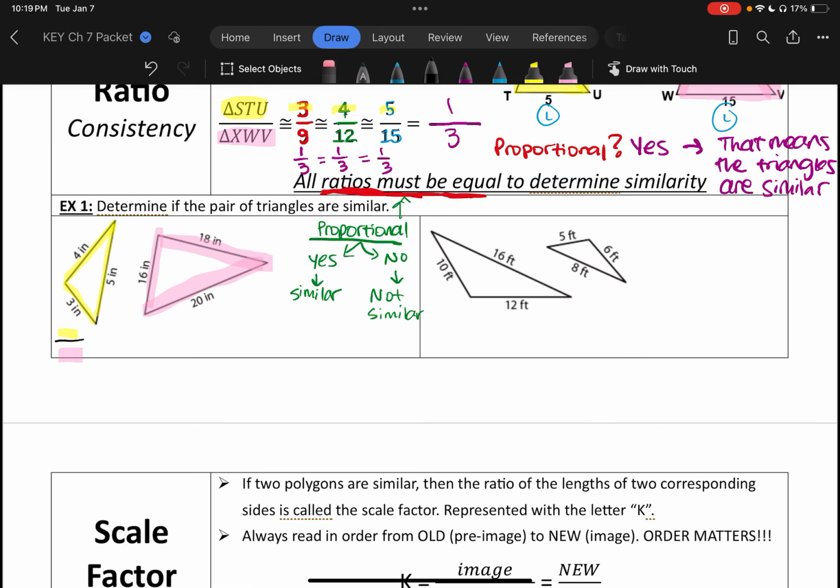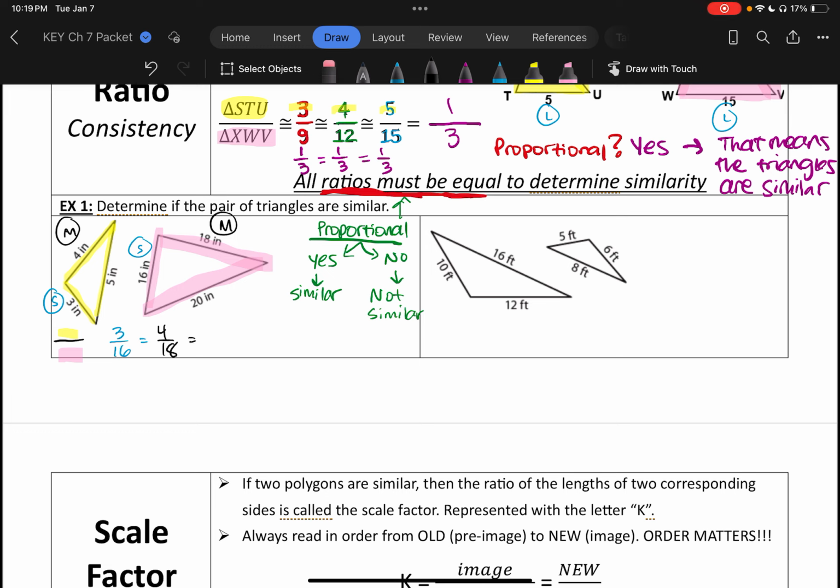Let's write this here. That's going to be how I'm setting up my ratios. If I start here, let's begin with my smallest side, right? My smallest side in the yellow triangle is 3. That corresponds to the smallest side in the pink triangle, which would be 16. So I can write this ratio as 3 over 16. We're checking to see, is that equal to the other ratio of the corresponding sides? The medium side here is 4. The medium side in the second triangle is 18. So I got 4 over 18.